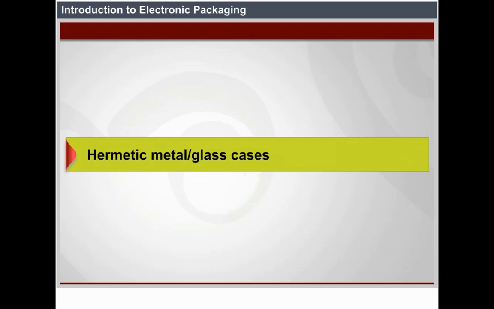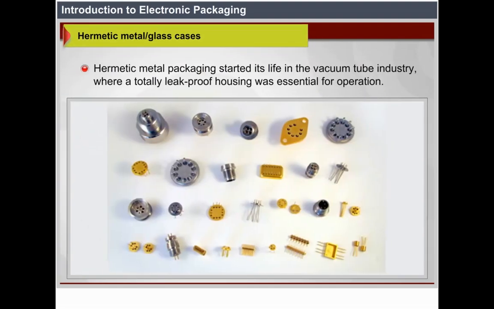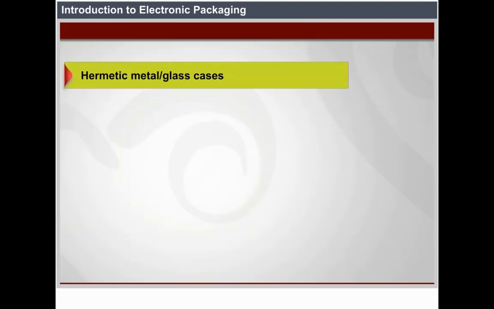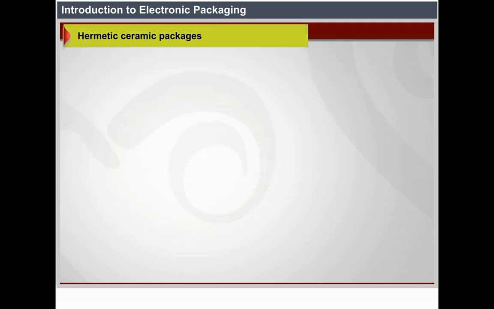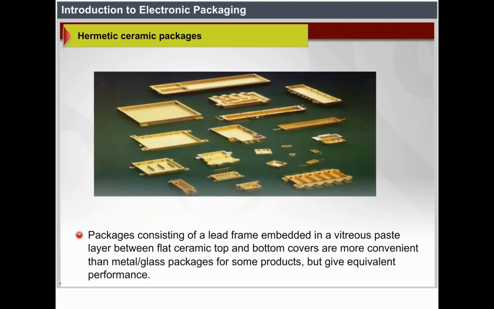Hermetic metal or glass cases. Hermetic metal packaging started its life in the vacuum tube industry, where a totally leak-proof housing was essential for operation. Hermetic ceramic packages. Packages consisting of a lead frame embedded in a vitreous paste layer between flat ceramic top and bottom covers are more convenient than metal or glass packages for some products, but give equivalent performance.